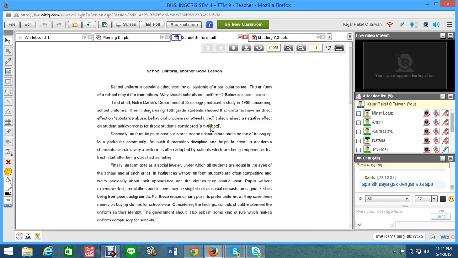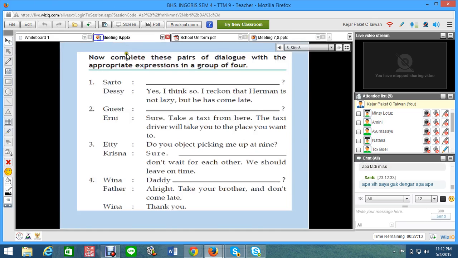Okay, so this is the example of analytical exposition text. Ini dibagi, ini kan ada conversation yang harus dilengkapi. You have to complete this conversation.